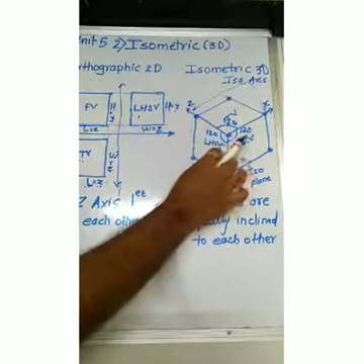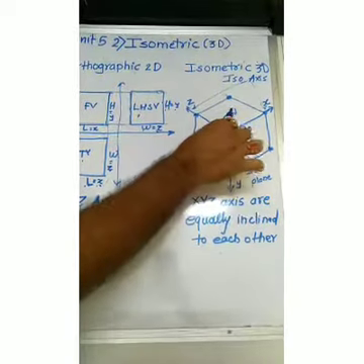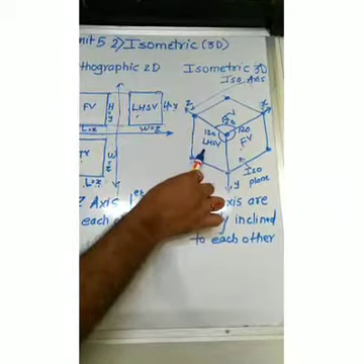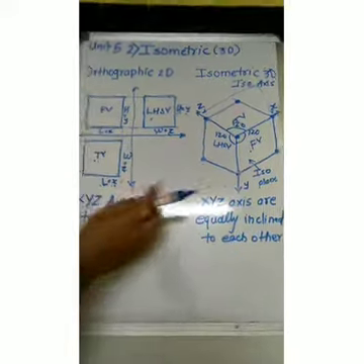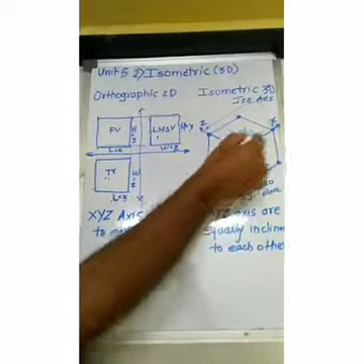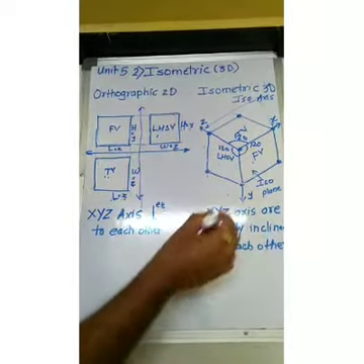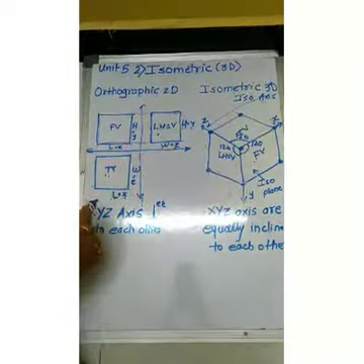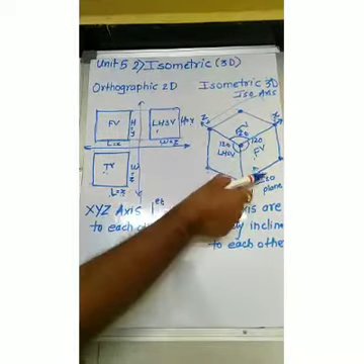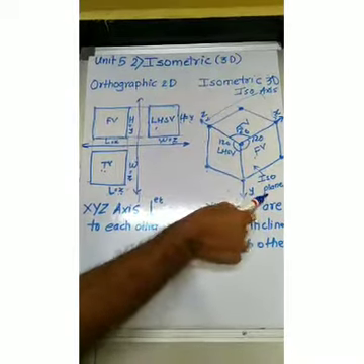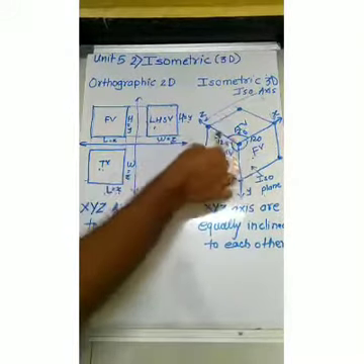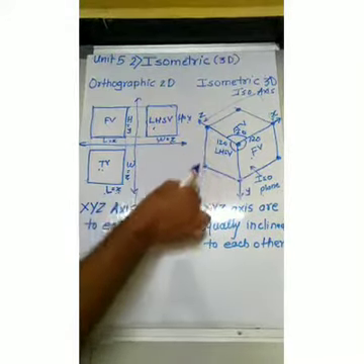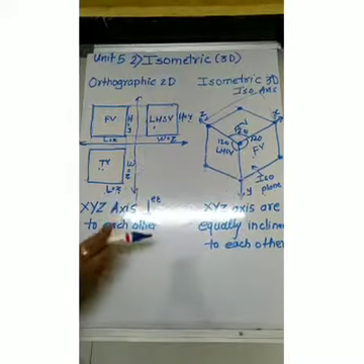So this is the direction of front view, this is the direction of top view, and this is the direction of left hand side view. Again I am repeating, all the axes which are equally inclined to each other are called iso-axes, and two iso-axes combine to form the isometric plane. So this is the isometric plane for front view, this is the isometric plane for top view, and this is the isometric plane for side view.